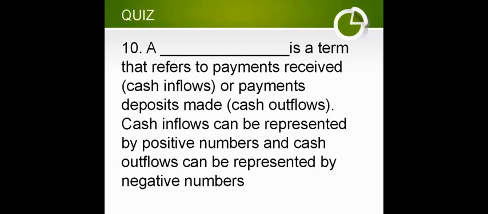For the last number, number 10, a blank is a term that refers to payments received, cash inflows, or payments deposits made, that is cash outflows. Cash inflows can be represented by positive numbers, and cash outflows can be represented by negative numbers.